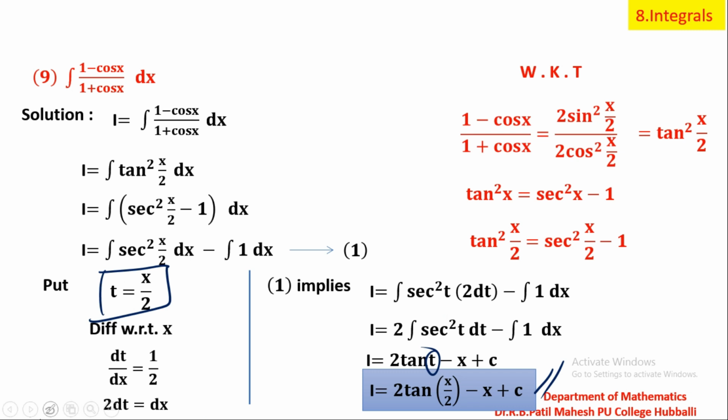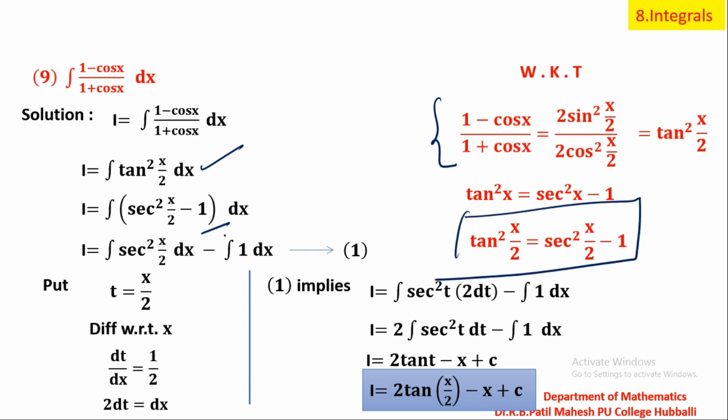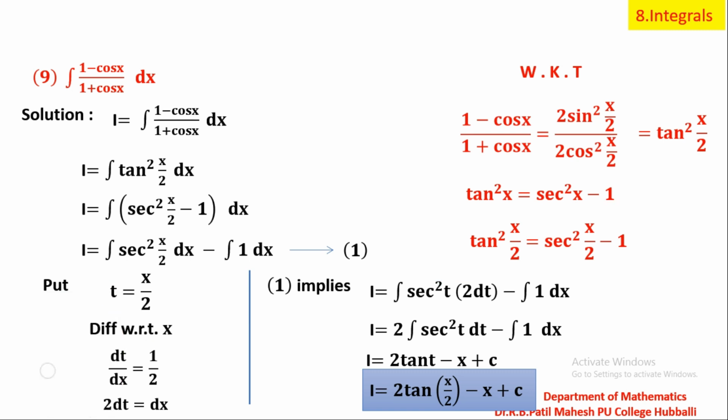Hope you understood. Integration of 1 minus cos x upon 1 plus cos x. By this I am going to write tan square x by 2, and tan square x by 2 by the identity again is secant square x by 2 minus 1, splitting the integration for both. Here I am using a small trick, taking substitution. Even if you do not take substitution you can handle the problem, but it is better you take substitution. And finally we get the answer, students.